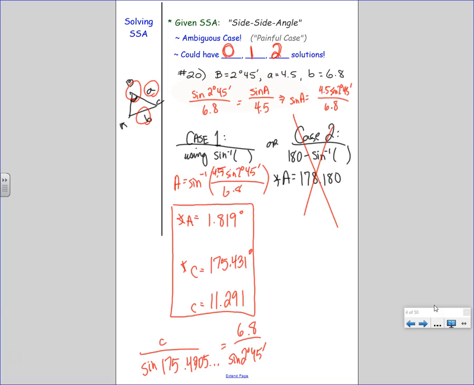Could we just multiply to the other side and be done? Because we had sine of A equaling this value, right? So what did we have to do to get to angle A? Yeah, we had to do sine inverse, right? We had to use that inverse trick. We had to undo the sine from both sides.